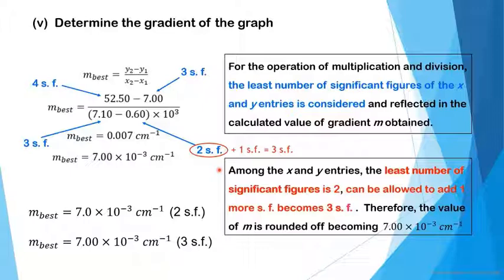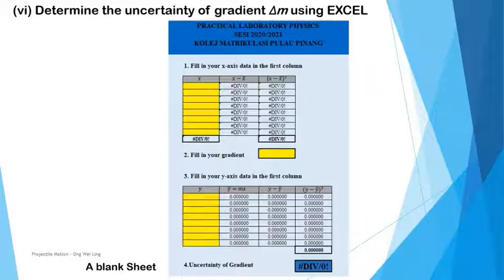Among the x and y entries, the least number of significant figures is 2. We can be allowed to add one more significant figure, becoming 3 significant figures. Therefore, the value of m is rounded off, becoming 7.00 × 10^-3 per cm. This is an example of the uncertainty of gradient, delta m, by using Excel.